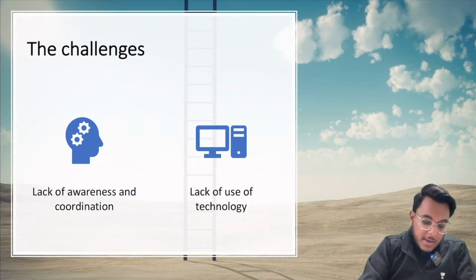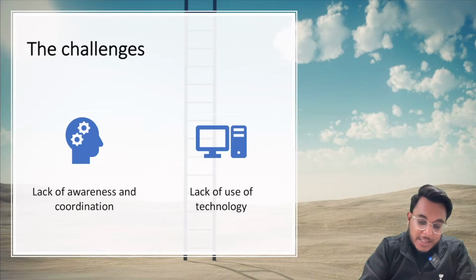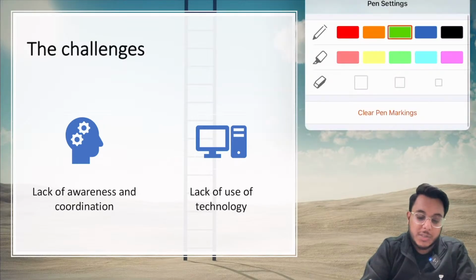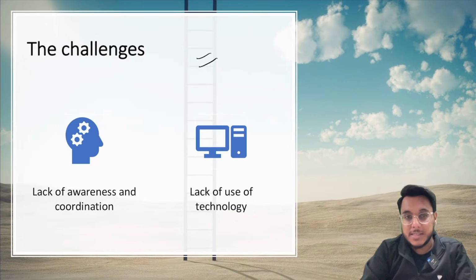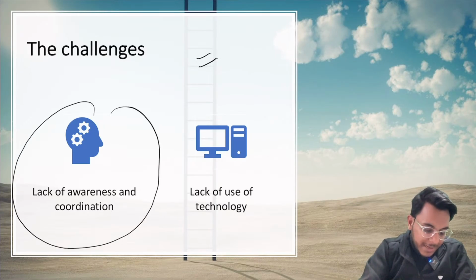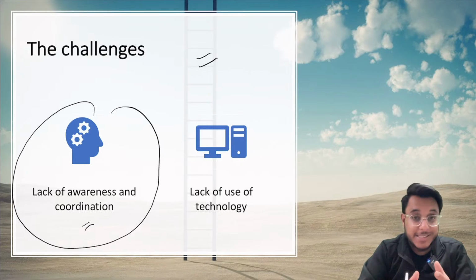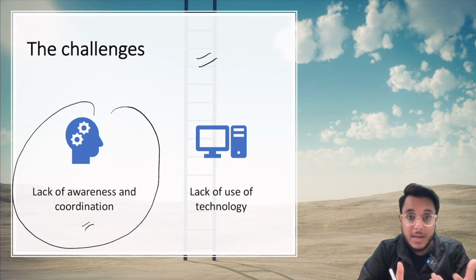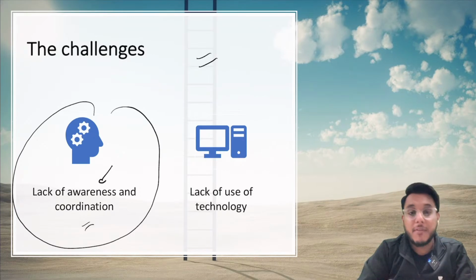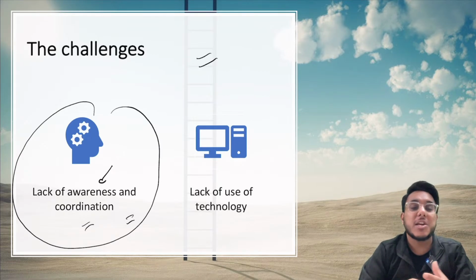Now moving on, as we talk about the sustainable developmental goals, there are many challenges in achieving them. Number one, lack of awareness and coordination. First of all, even many of the agencies, for example the panchayats and block level administration, many of them don't have awareness about SDG goals. Many government agencies don't have coordination with each other.